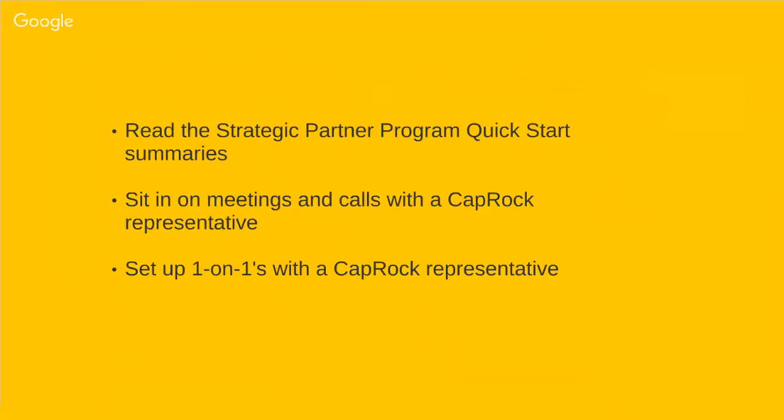Here are a few other ways that you can understand a little bit about what our services are. Read our strategic partner program quick start summaries. It's a PDF that we have that allows you to see how we've had success in the past and how that might help you. Also, finally, you can sit in on meetings and calls with a Caprock representative, or you can set up a one-on-one with a Caprock representative. Obviously, it's in our best interest to make sure you're as comfortable as possible. You don't need to be our subject matter experts, but we would be happy to get you as up to speed as you would like to be with respect to our products. So feel free to have a conversation with your Caprock representative about any of those things.